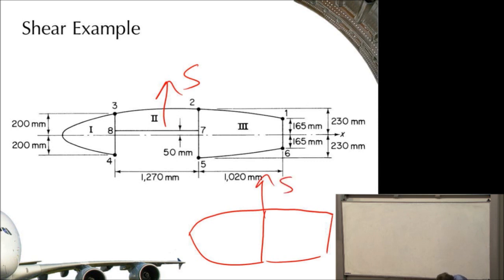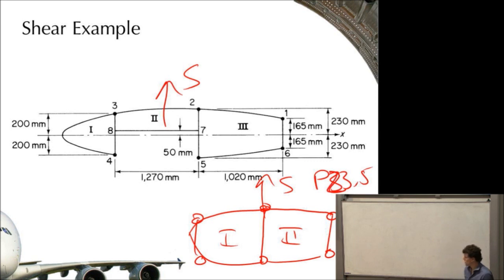That's just a 2-cell problem with some booms like this, I think. Okay, I think that's question 23.5, which I suggest you do as a good introduction to this problem.